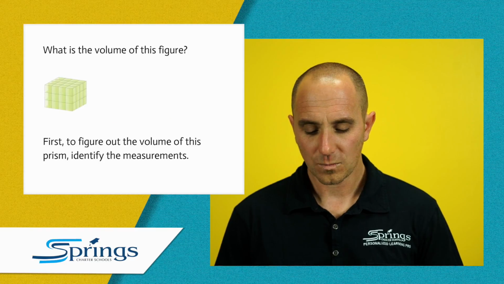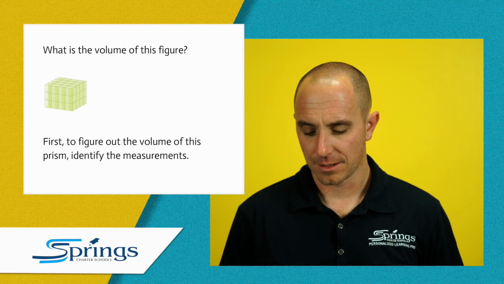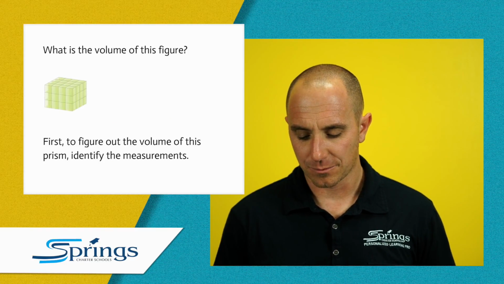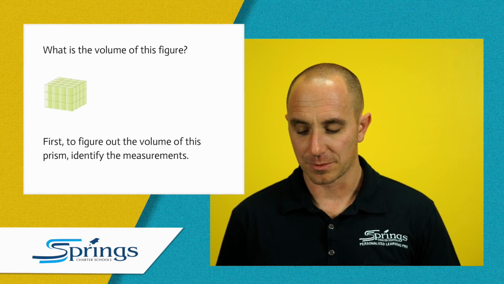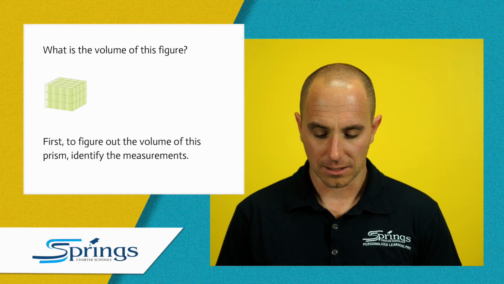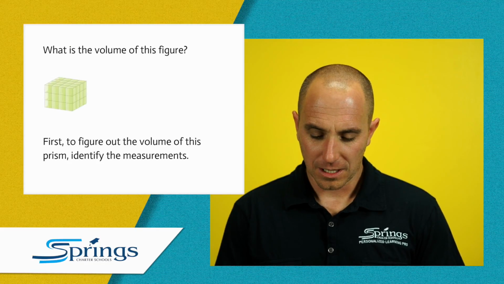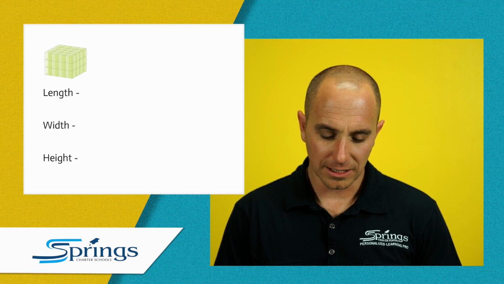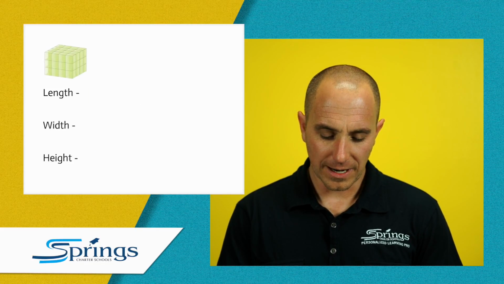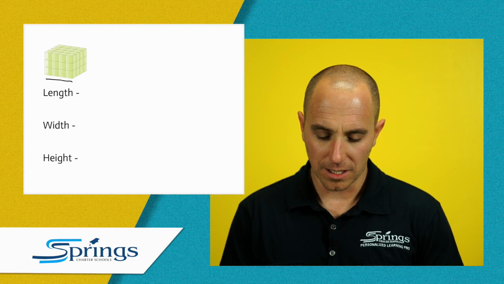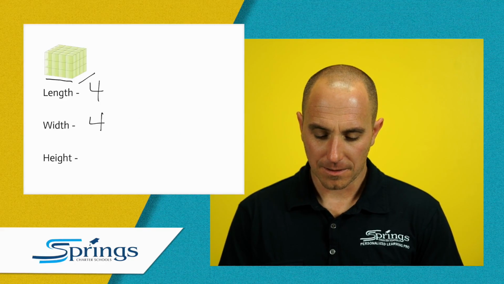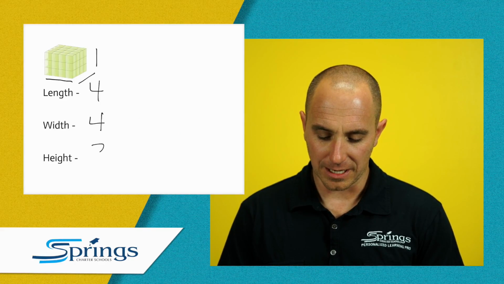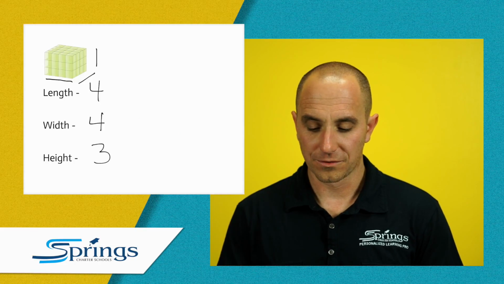Now, what is the volume of this figure? First, to figure out the volume of this prism, we need to identify the measurements. Let's take a look at this slide. You can see here that we have a length of 1, 2, 3, 4 across. We have a width of 4, and we have a height of 3. So our units are 4, 4, and 3.